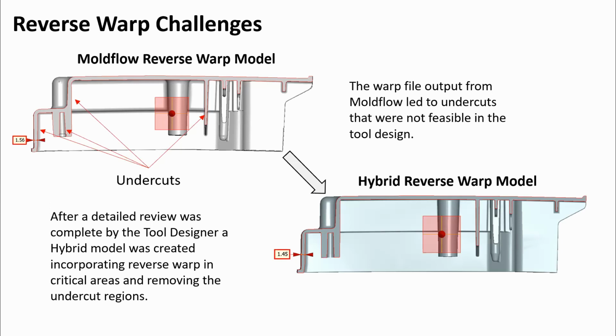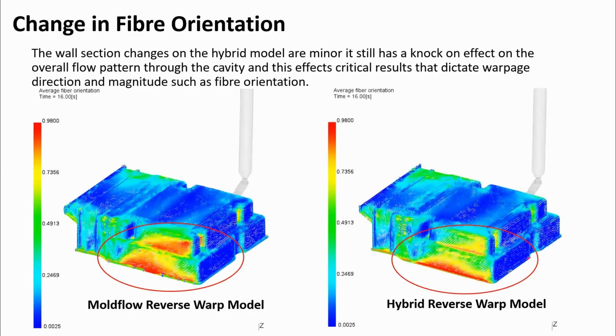So you can see here on this back wall, I've highlighted that we're about 0.1 of a mil less thick on the back wall due to this undercut that was there. So this obviously brings about its own challenges. So just highlighting some key results that would be affected by the changes in this hybrid model. So our fibre orientation is not the same as it was now. You can see here highlighted in this circle where our fibre orientation has now changed, and this is our dictating factor in warpage. So any change in fibre orientation is going to have an impact on our warpage and change the magnitude and direction in some way.